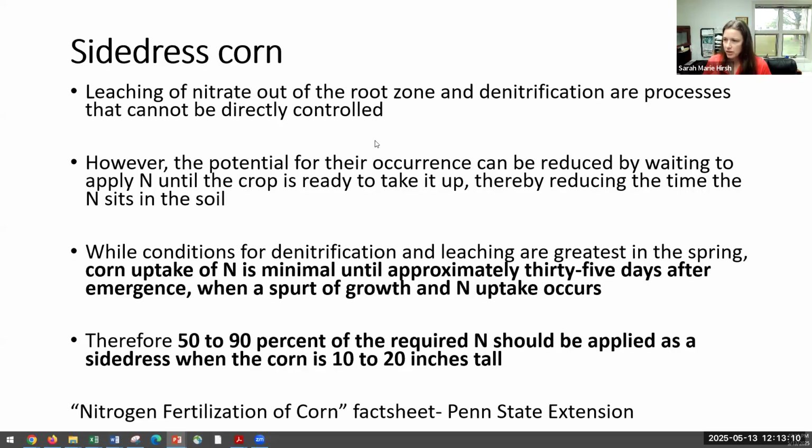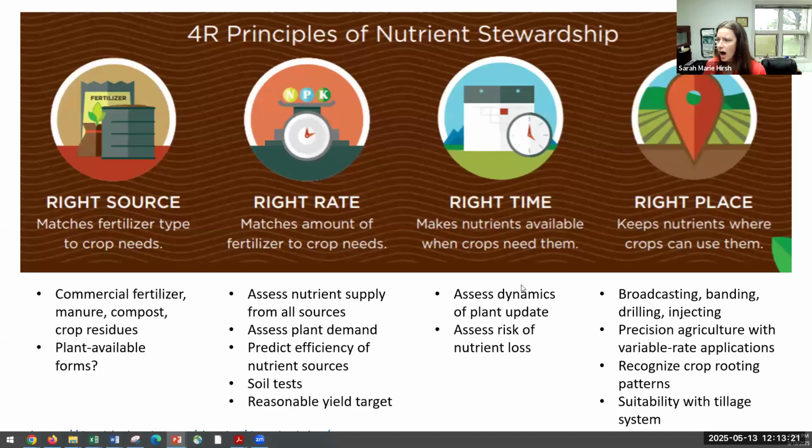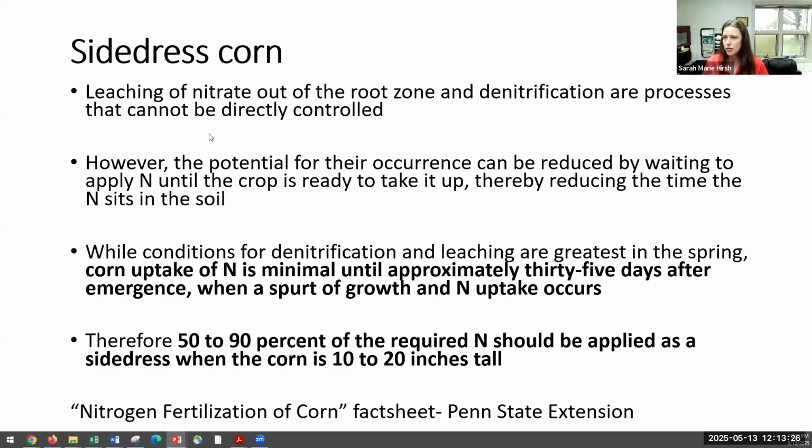So moving on now into a few examples. The first one I'm going to be talking about is side dressing corn. And this really gets to that 4R of the right time. So we want to apply the nitrogen to corn at the side dress time, which is when the corn is about 10 to 20 inches tall, because that's when the most growth is going to be happening in that corn plant, and it's going to be taking up the most nitrogen.